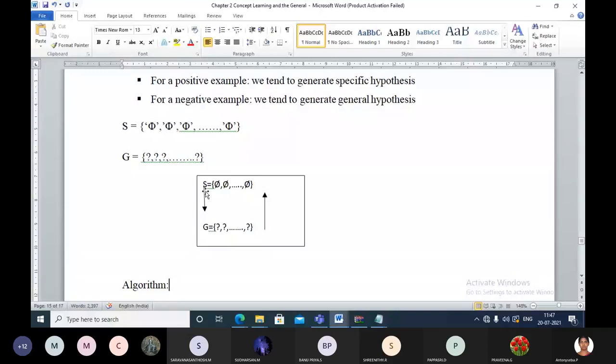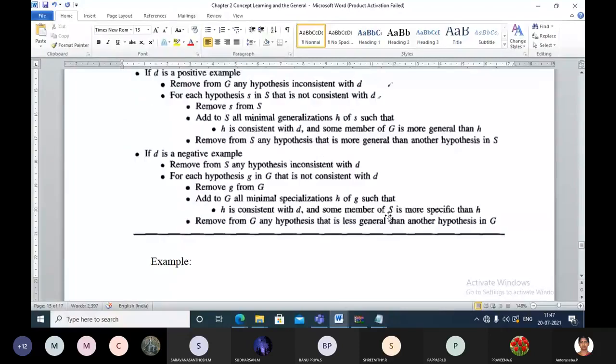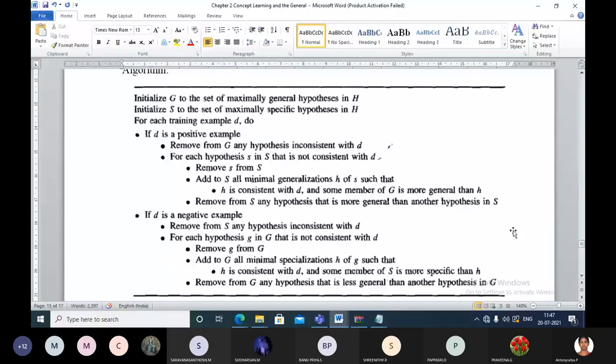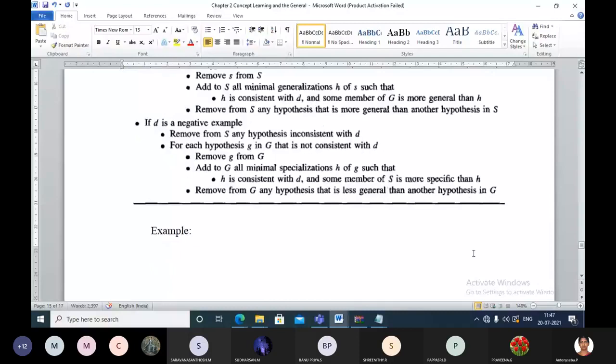Look at this: the algorithm moves from a specific boundary to a general boundary when it encounters a positive data instance, and has to move from general to specific when it encounters a negative example. This is the idea behind the candidate elimination algorithm. Don't panic looking at this big difference, it is easy. This candidate elimination algorithm is also constructed for the same example.